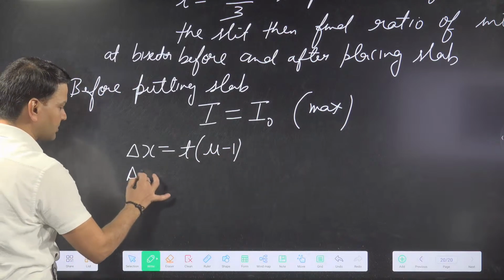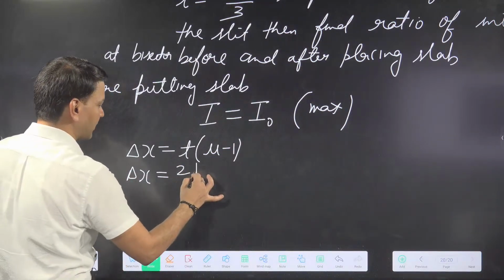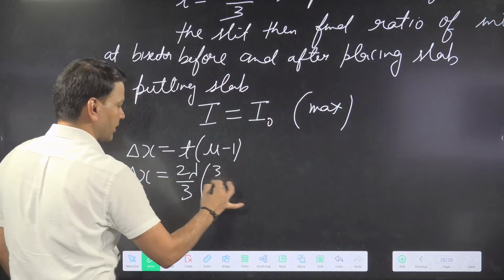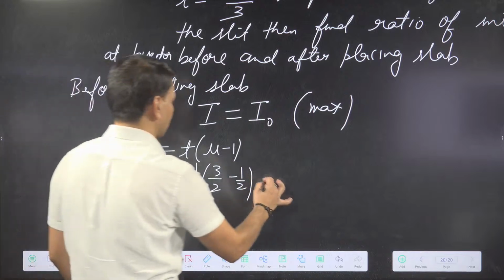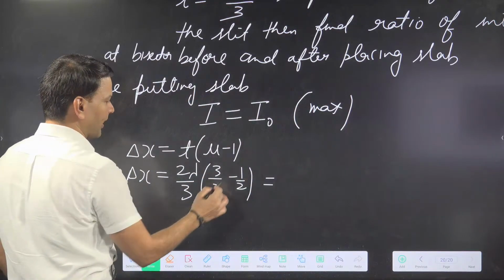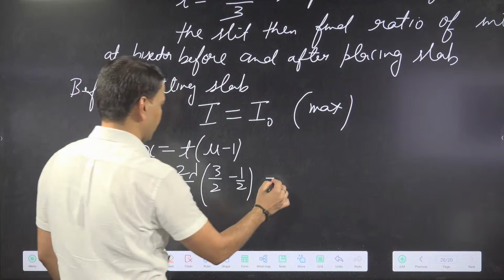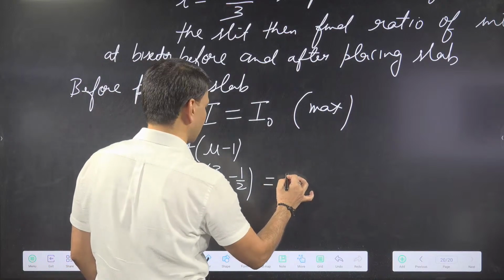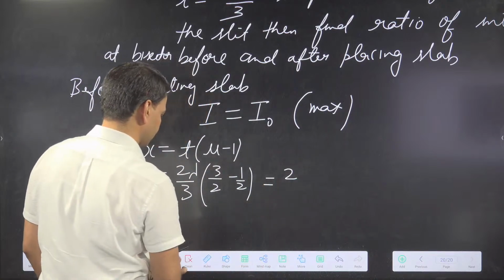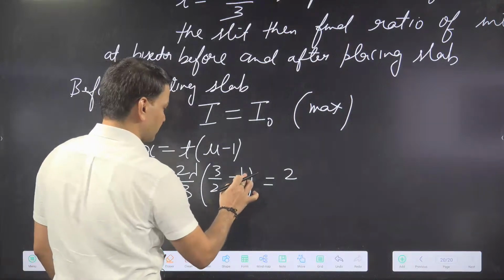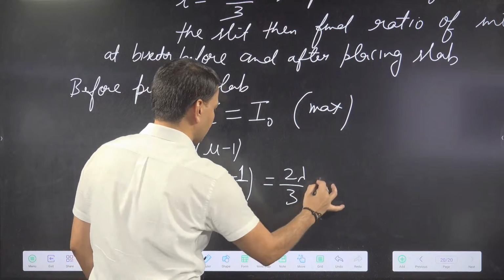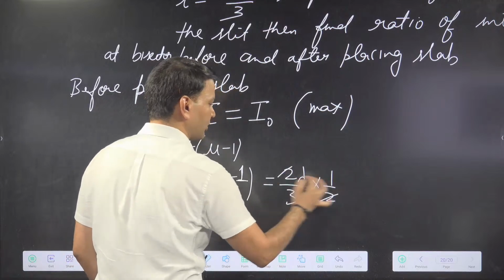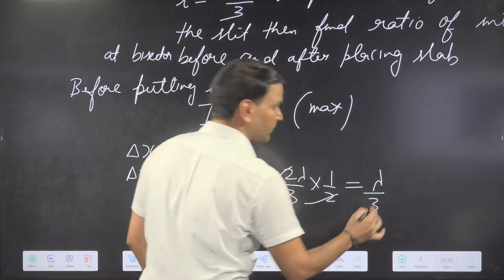Now for delta x, T they have given as 2 lambda by 3. Mu is 3 by 2, minus 1. Then 3 by 2 minus 1 gives 1 by 2. So we get 2 lambda by 3 into 1 by 2. The 2 and 2 cancel out, and we get lambda by 3.